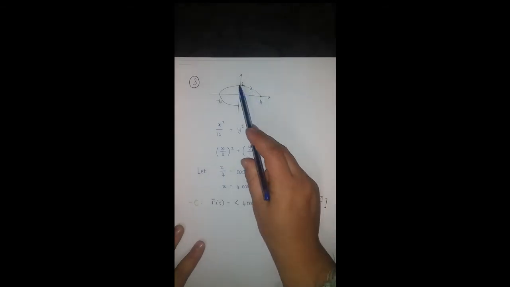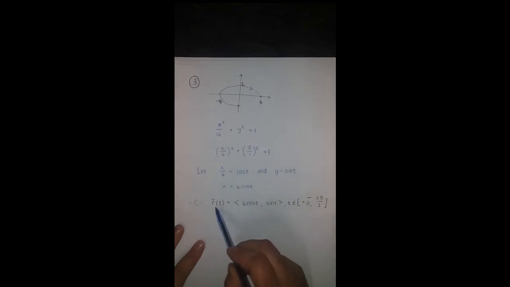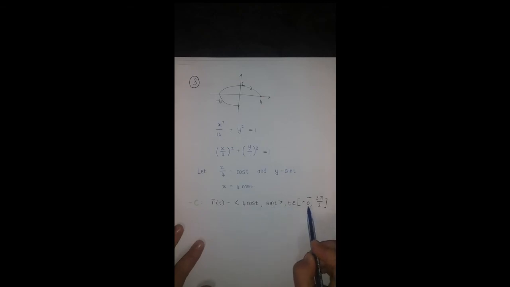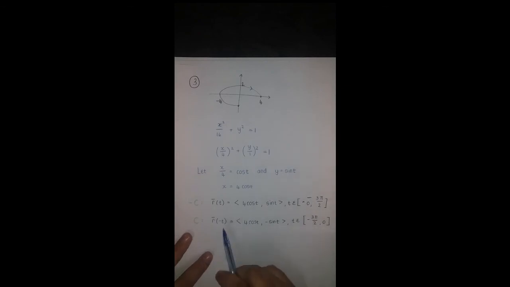So when we do that, remembering that it's going in the clockwise direction and it's negative, our positive orientation would have been 4 cos t, sine t, with t going from 0 to 3 pi over 2. But since we don't have that curve and we want the curve that goes clockwise, we just put a negative t, and that gives us 4 cos t, minus sine t, and t that goes from -3 pi over 2 to 0. So that is how you reverse parameterizations.